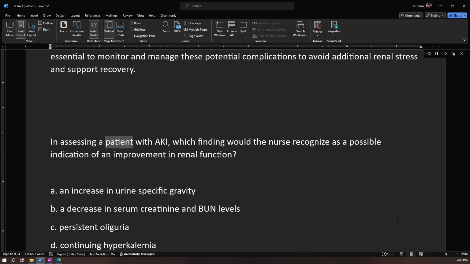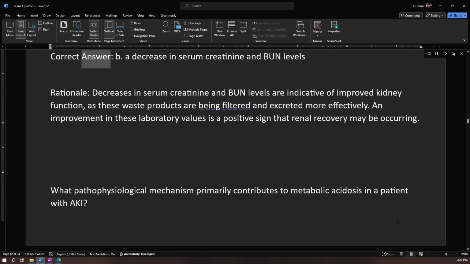In assessing a patient with AKI, which finding would the nurse recognize as a possible indication of an improvement in renal function? A. An increase in urine specific gravity. B. A decrease in serum creatinine and BUN levels. C. Persistent oliguria. D. Continuing hyperkalemia. Correct answer: B. A decrease in serum creatinine and BUN levels.